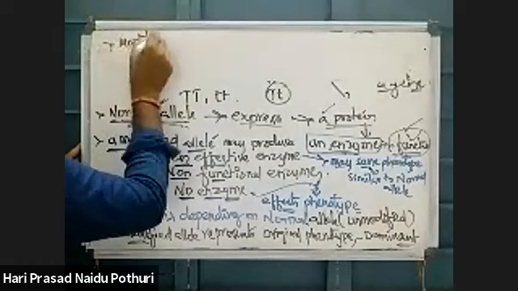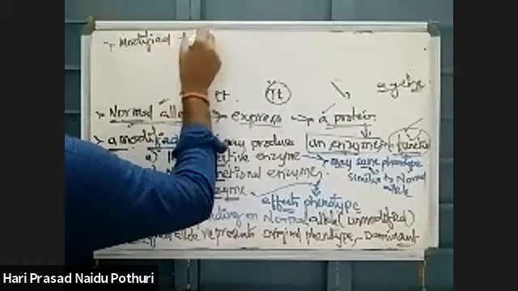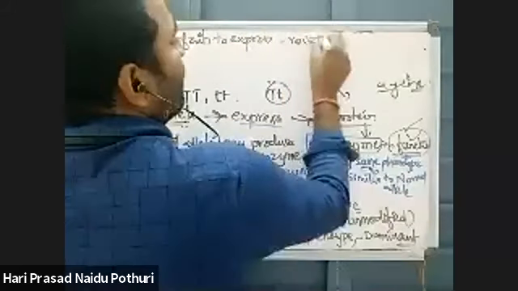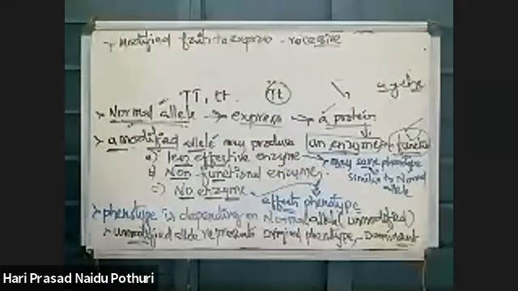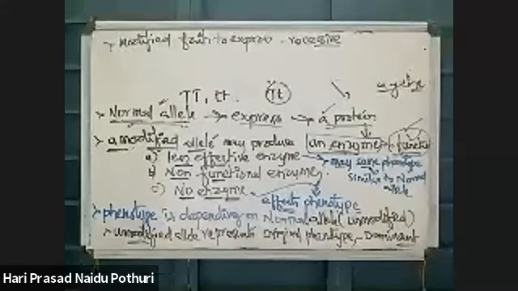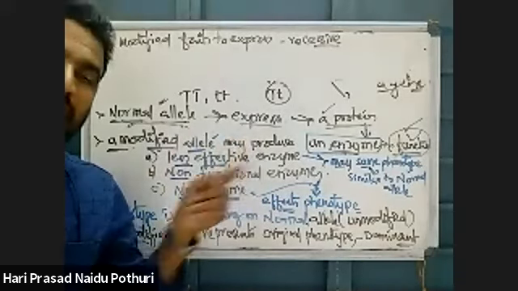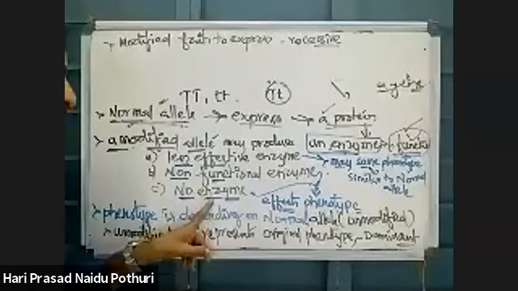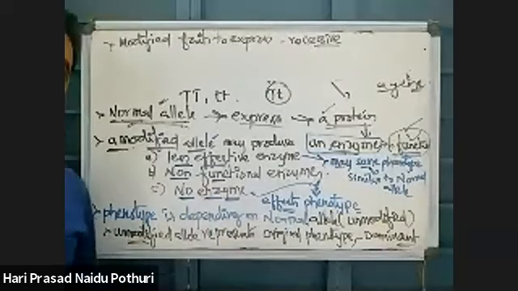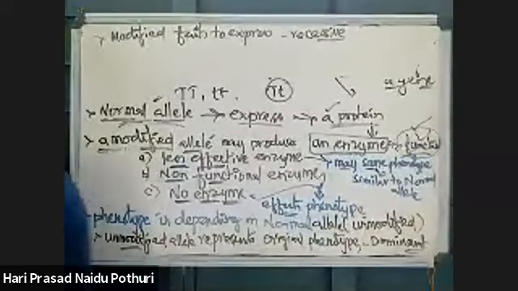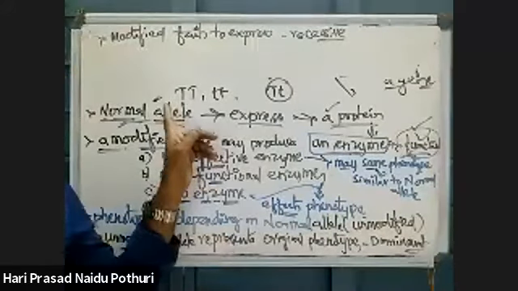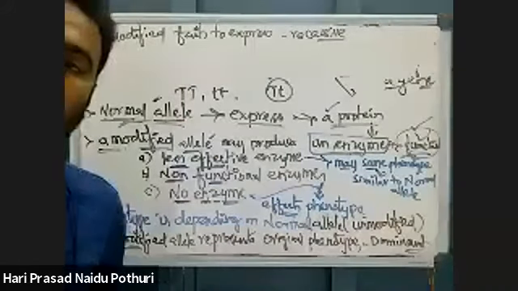Modified allele which fails to express is called the recessive allele. Modified allele is generally the recessive allele. Why is the character not seen in recessiveness? The recessive allele may be producing no enzyme for the phenotype, or a non-functional enzyme for the phenotype. No enzyme or non-functional enzyme may be produced by the modified allele or recessive allele.